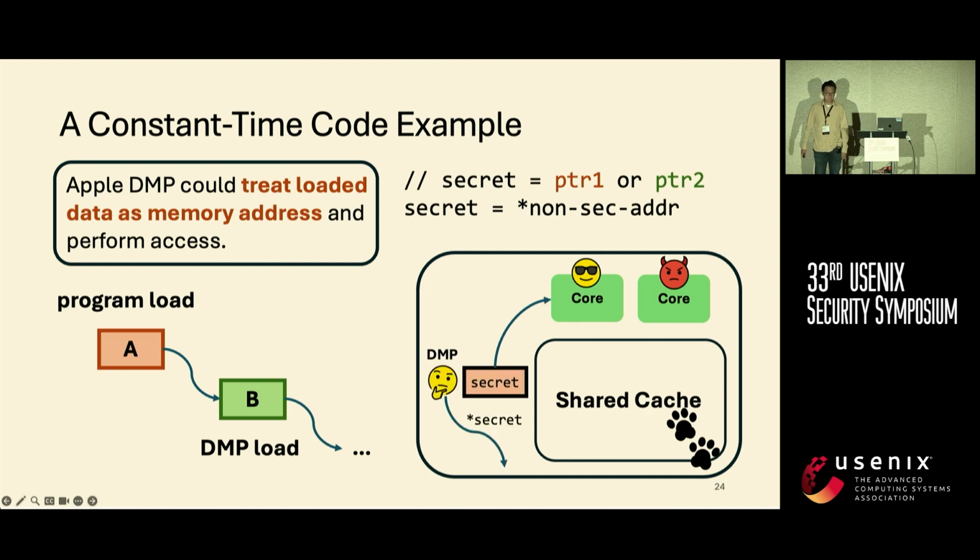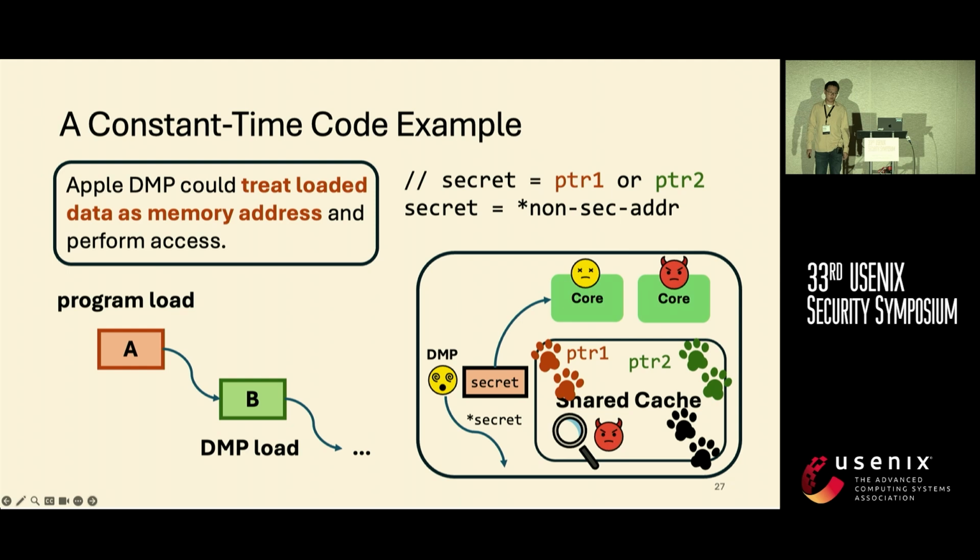However, with the DMP, there will be a further memory access to the value returned by the load, the value named secret here. If the secret equals pointer 1, then pointer 1 will be dereferenced by the DMP. If the secret is pointer 2, then pointer 2 will be dereferenced. Dereferencing pointer 1 or pointer 2 will leave different cache states, which are observable to a co-located attacker. This means that the attacker can tell what the secret is, pointer 1 or pointer 2.